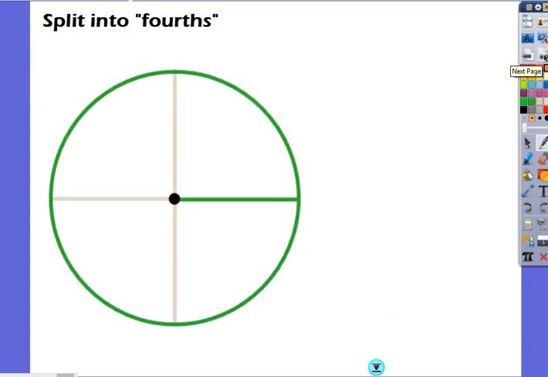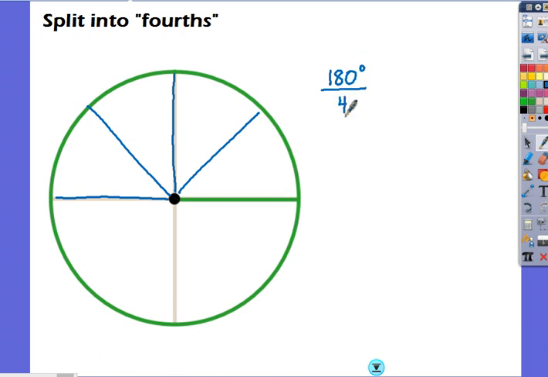We're just going to talk about some different ways that we can split up our 360 now. And actually I'm going to talk about more like splitting up our 180. So let's take our 180 up here and we're going to split it into fourths. So we can split it in half and then split it into fourths. And if we take 180 and split that into fourths, that's the same thing as 45-degree angles. So each of these is a 45-degree angle, right?